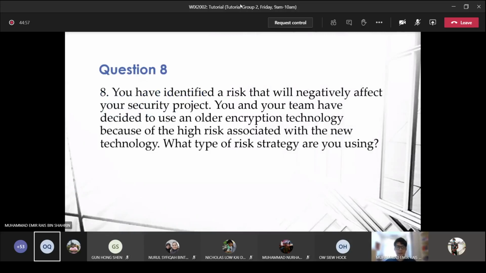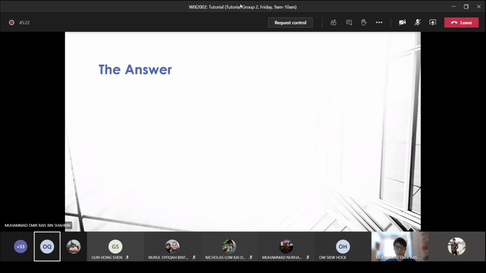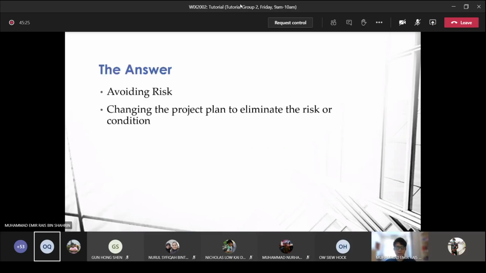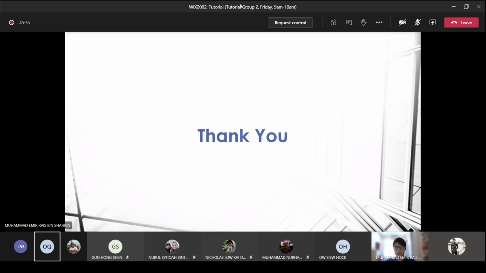The question reads, you have identified a risk that will negatively affect your security project. You and your team have decided to use an older encryption technology because of the high risk associated with the new technology. What type of risk strategy are you using? First, we look at the keywords: using an older encryption technology because of high risk associated with the new technology. Based on the keywords, the type of risk strategy we are using is avoiding risk, which means changing the project plan to eliminate the risk or condition. In this case, we are using old technology rather than new to eliminate the risk. That's all from me.